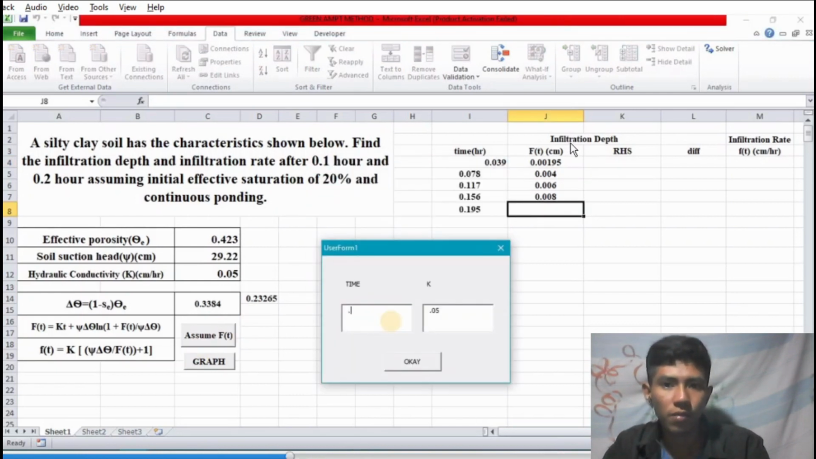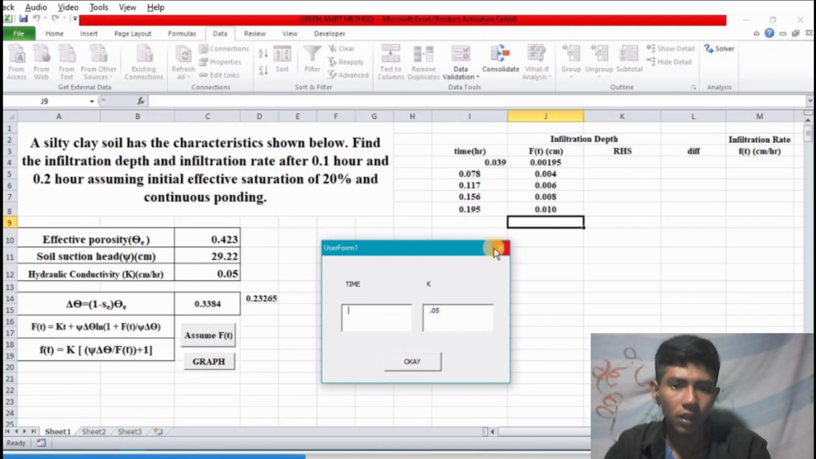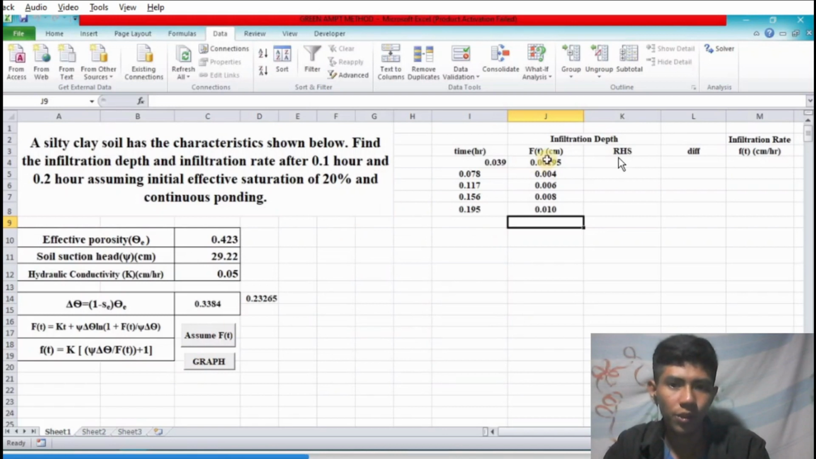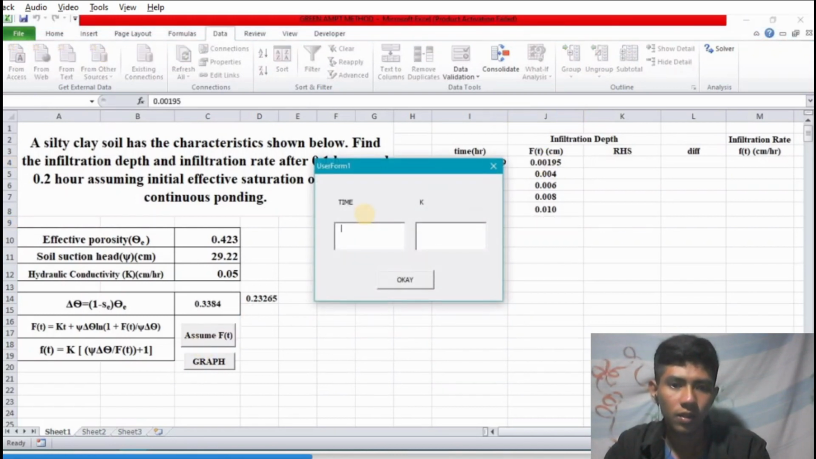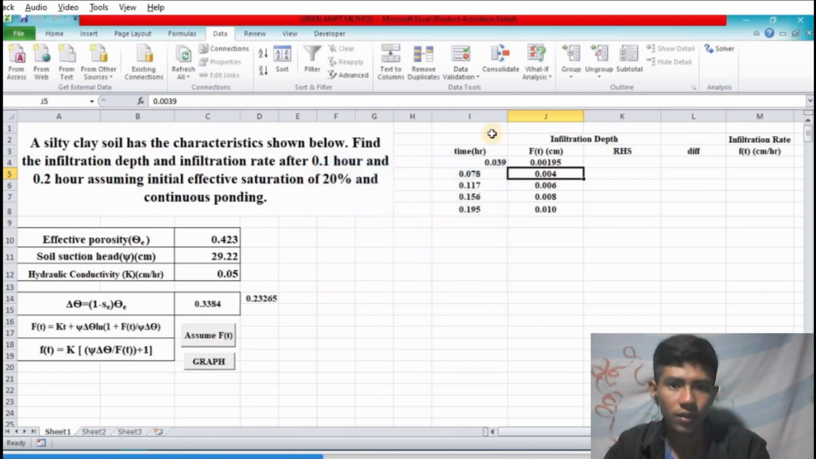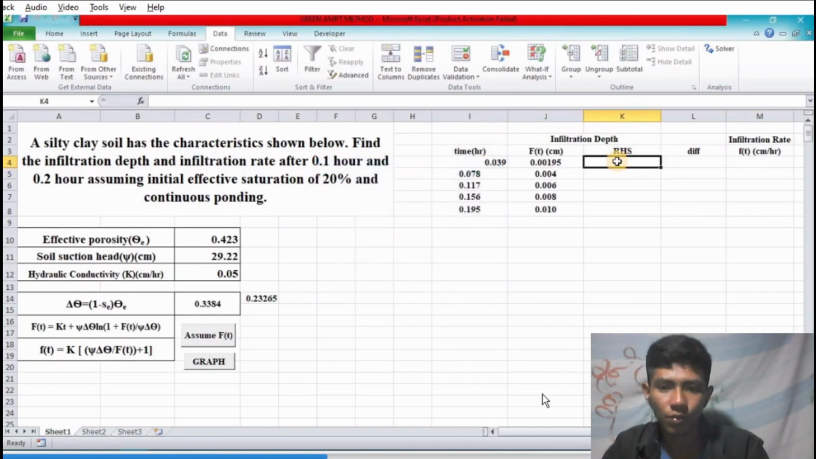As you can remember, this column is the guessed value of infiltration depth. Then let's repeat the process. Put the formula. I've checked it twice because I guess I've done it wrong. Okay, RHS, putting the formulas.